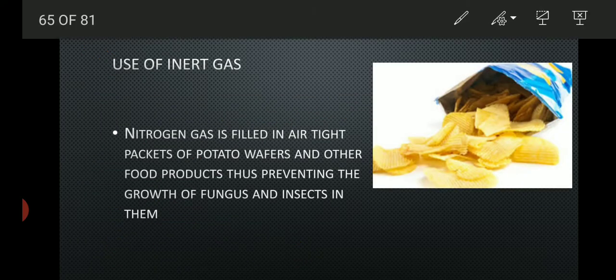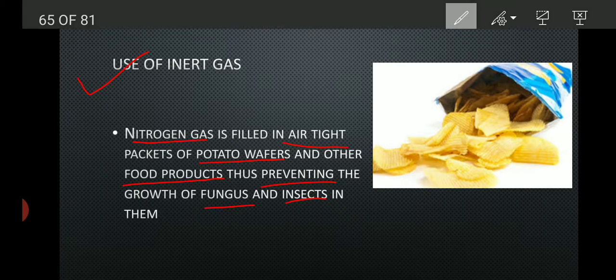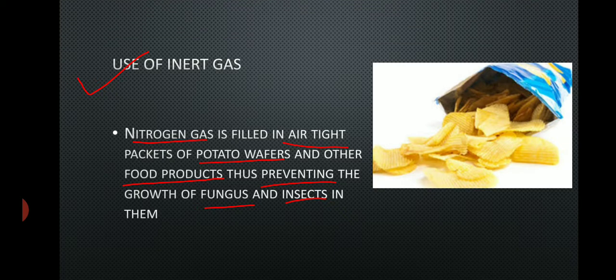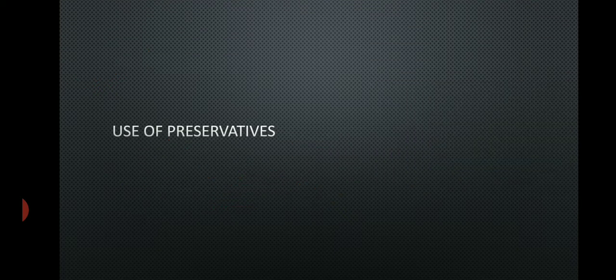Now the next method we will see, students, is the use of inert gas. Nitrogen gas is filled in airtight packets of potato wafers and other food products, thus preventing the growth of fungus and insects in them. So this is another method of food protection.